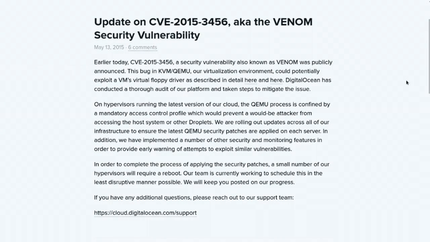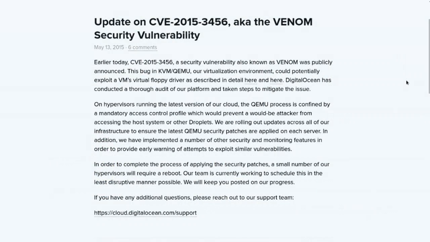This bug in KVM/QEMU, which is their virtualization environment, could potentially exploit a VM's virtual floppy drive as described in detail here and here, which is the Red Hat and Ubuntu security pages about it. DigitalOcean has conducted a thorough audit of our platform and is taking steps to mitigate the issue. On hypervisors running the latest version of our cloud, the QEMU process is confined by a mandatory access control profile, which would prevent a would-be attacker from accessing the host system or other droplets.